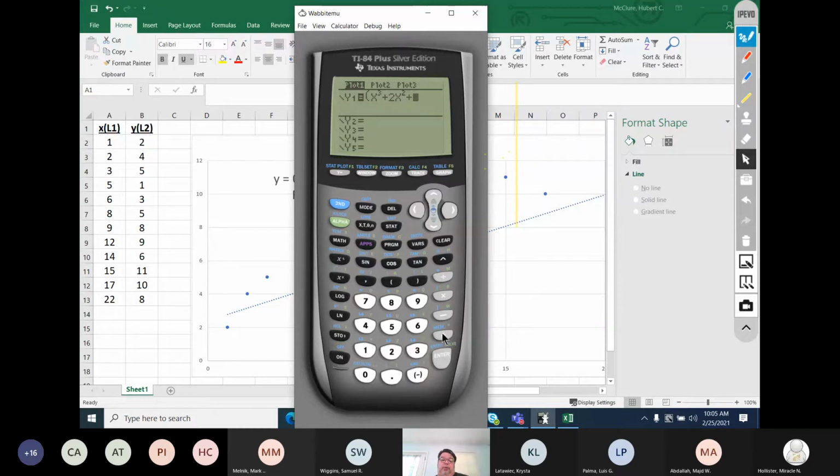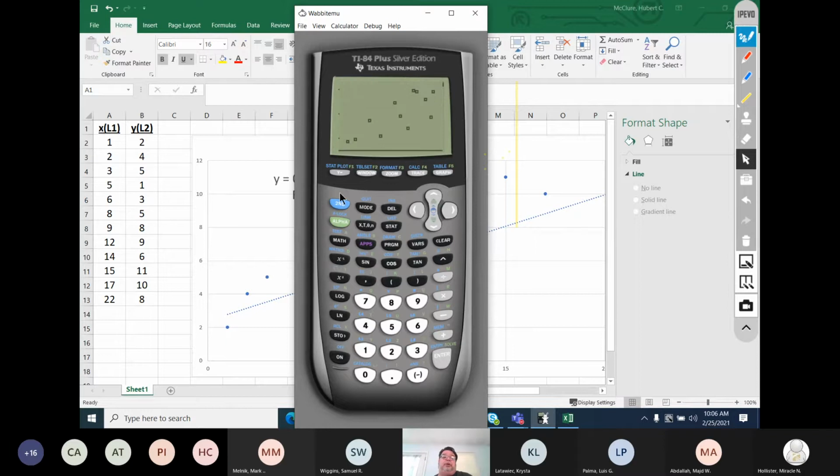plus 3x plus 6, in parentheses, divided by x minus 2. X minus 2 in parentheses. And I bet you it's not going to come out like I want it to. X minus 2. Graph.